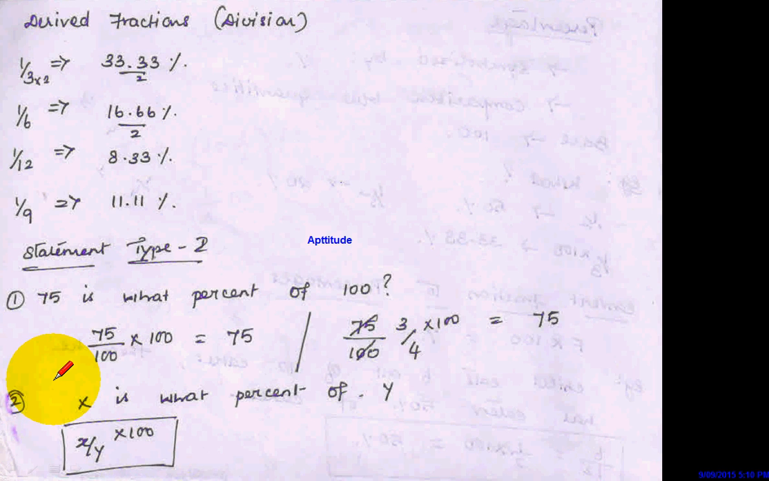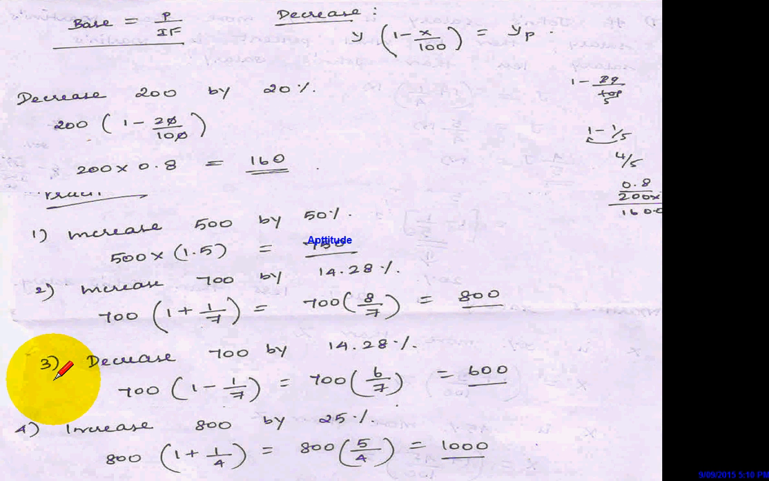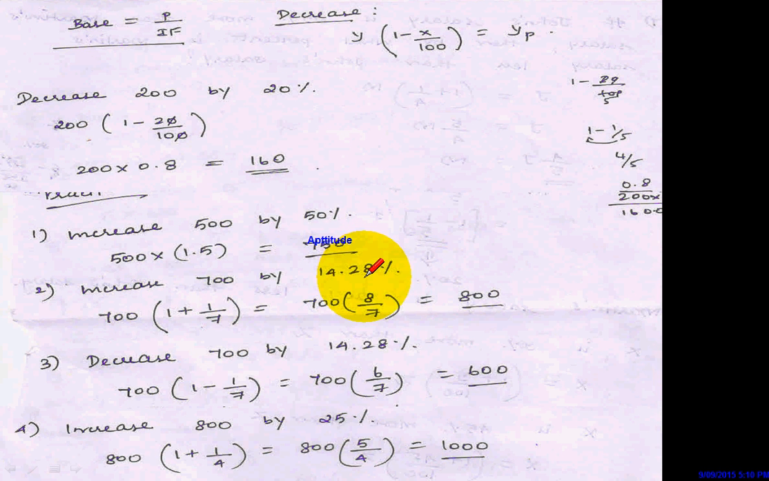So now I can form the integrating factor, which is much easier. 700 is the base into 1 plus 1 by 7. Now can you get my point? Converting 14.28% into a decimal or calculating the value is very tedious and complicated. So better convert this percentage into a fraction. 14.28% is nothing but 1 by 7. The fraction corresponding to the percentage is 1 by 7.